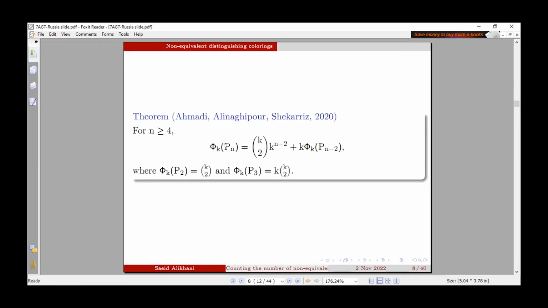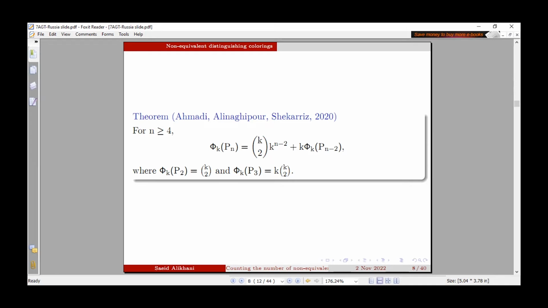Again, Ahmadi and Shekari obtained a very nice recursive formula for the number of exactly k distinguishing colorings of paths of order n. Here you see the recursive formula: k choose 2 times k to the n minus 2, plus k times capital phi sub k of P(n minus 2).